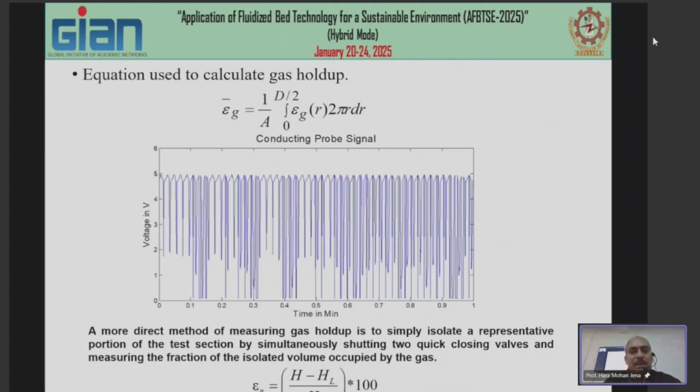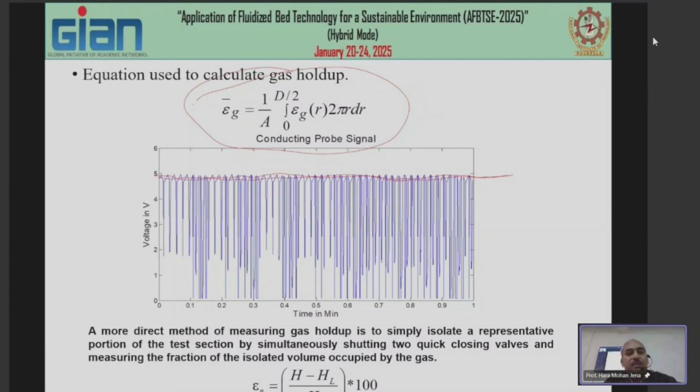In the absence of gas bubbles, this is the line representing the liquid in the system. This is the signal, and when a gas bubble is touching the probe, depending upon the size of the gas bubble, you get a downward signal like this. And these are the different points. If you take the signal and average it over the entire bed, then you will be able to determine the average gas hold up in the bed.